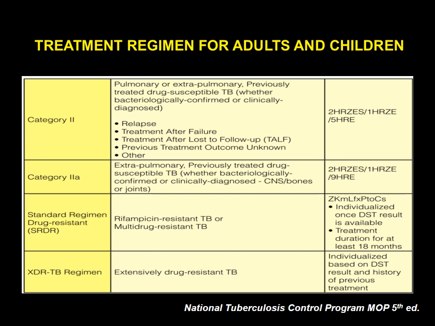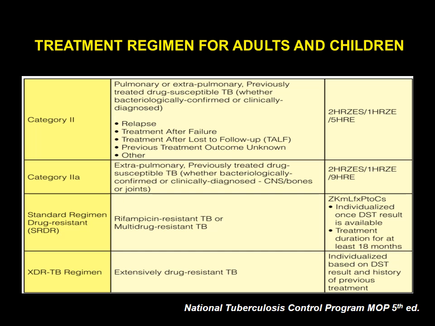Category 2 includes retreatment cases of pulmonary and extrapulmonary TB. Treatment is 2 months of isoniazid, rifampicin, pyrazinamide, ethambutol, and streptomycin, followed by 1 month of isoniazid, rifampicin, pyrazinamide, and ethambutol, and then 5 months of isoniazid, rifampicin, and ethambutol, for a total of 8 months of therapy.